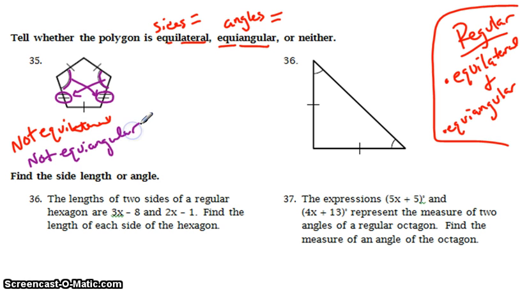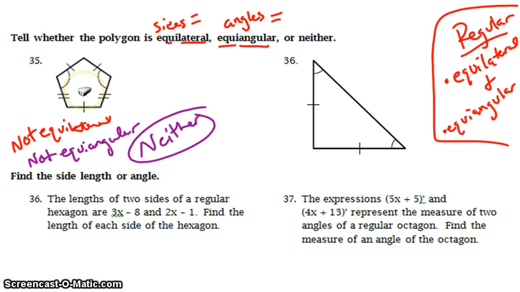So therefore, the answer to this question is neither. And we'll get into more detail about opposite sides and angles later. But looking at that, it doesn't tell me all the angles are the same, and it definitely tells me that the sides are different. So number 35 is neither.